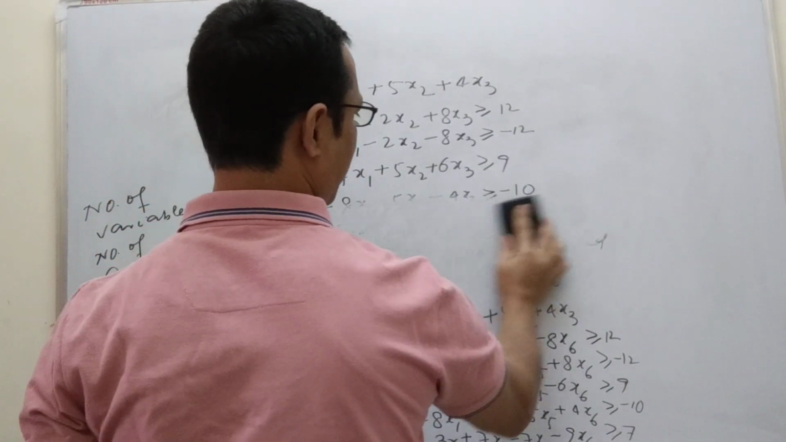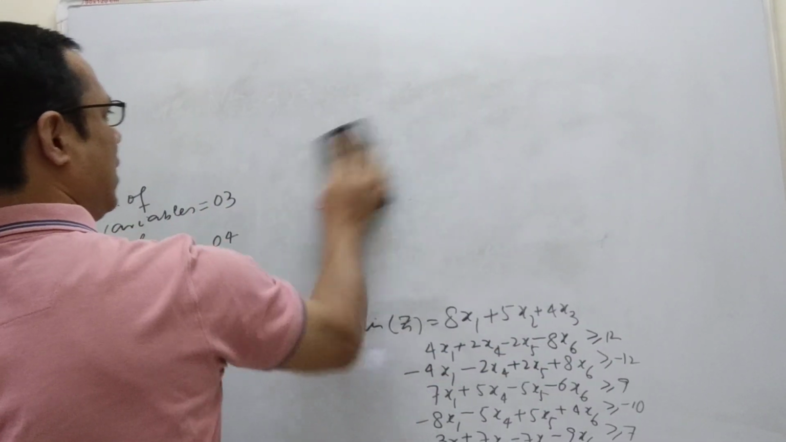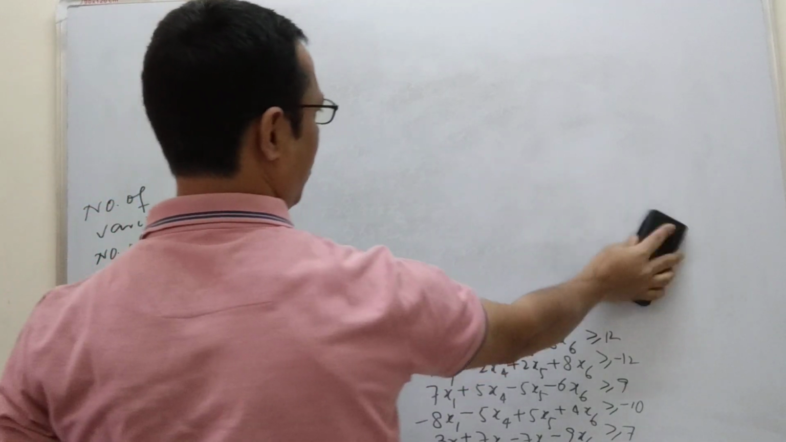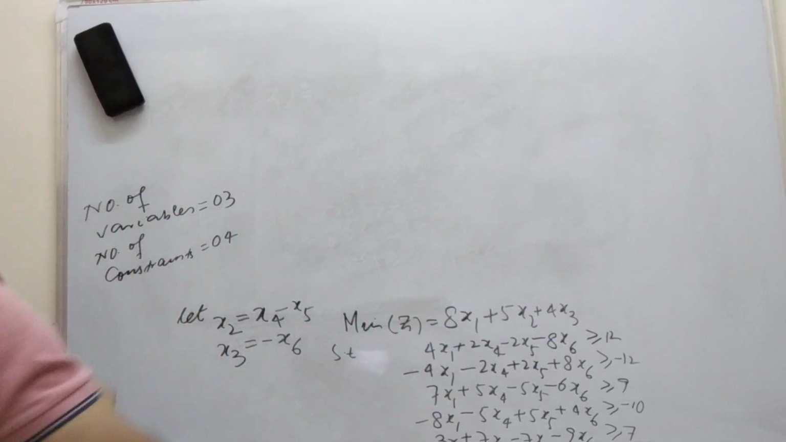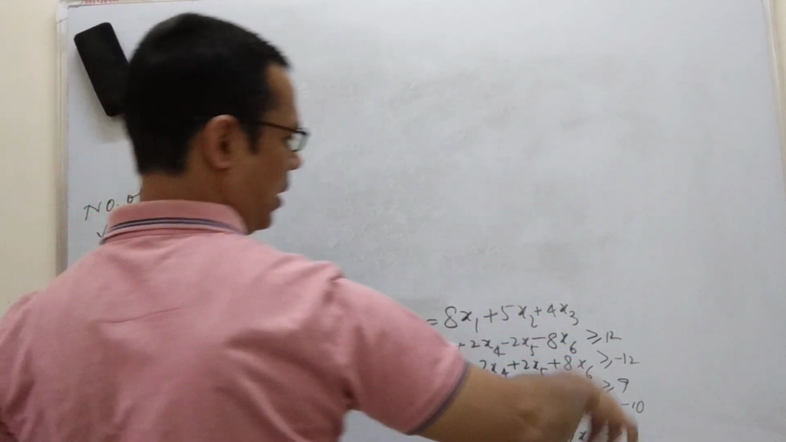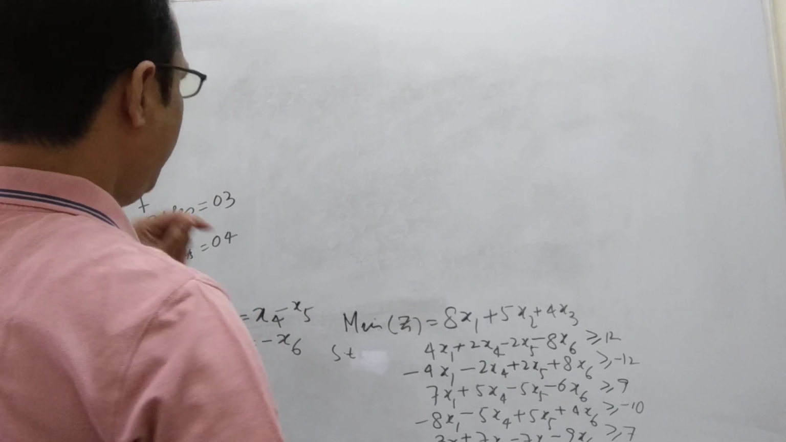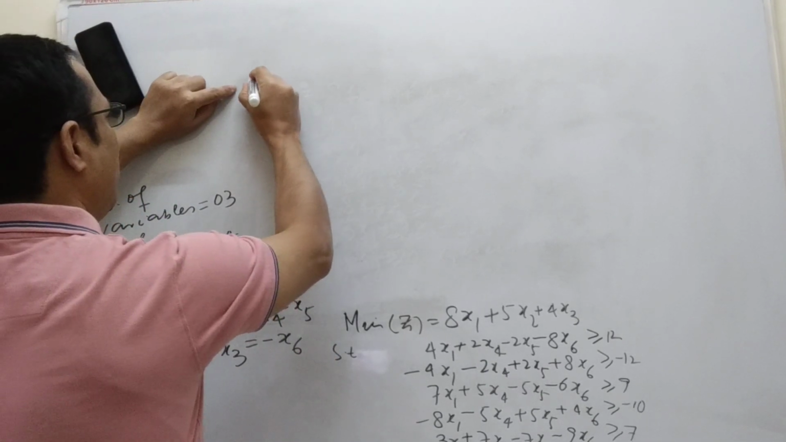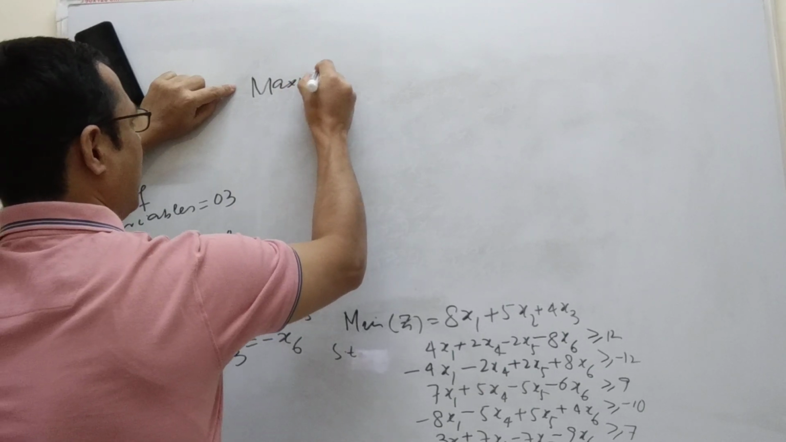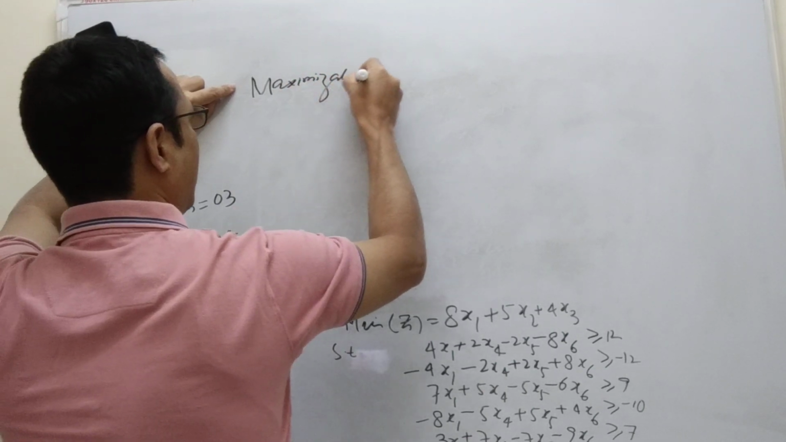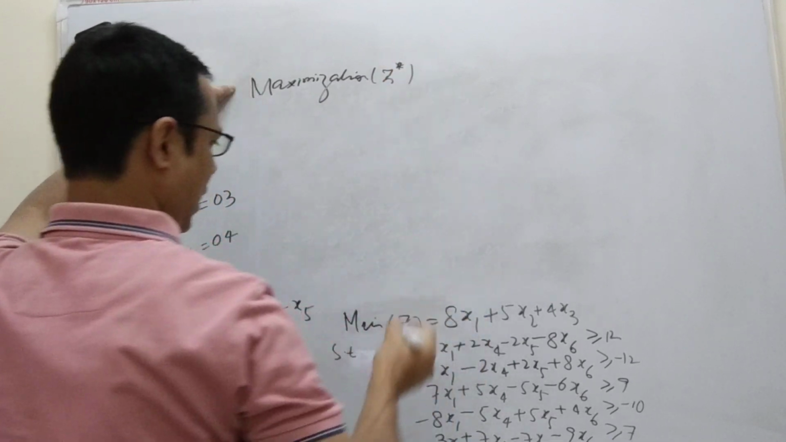Whatever form I initially gave has now been changed into the standard form, because all the constraints are in the greater than or equal to form, and the objective function is of minimization type. Now we are going to write its dual. To write its dual, minimization will get changed into maximization form. Z will get changed into Z star.